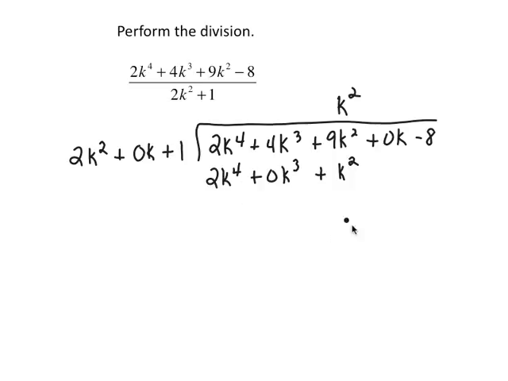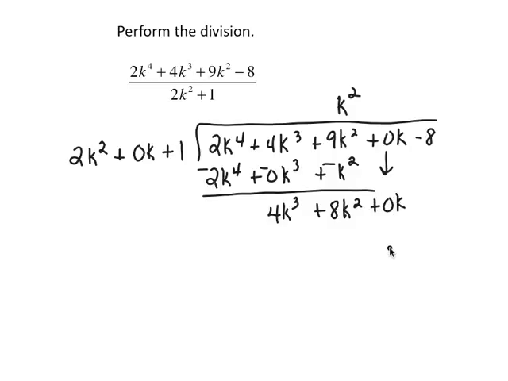Now I want to go ahead and subtract these terms, but remember in algebra, when we subtract, we can also add the opposite. So another way to say that is I'm going to draw my line, change my signs, and then I'm going to be able to add these. So this is just 0, and 4k minus 0 is just going to give me 4k to the third. And here 9k squared minus k squared is 8k squared. Then I want to bring down my next term and do this process all over again.